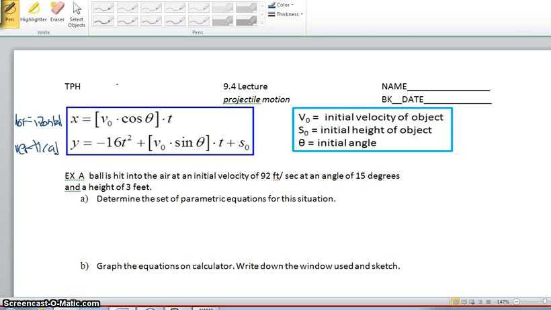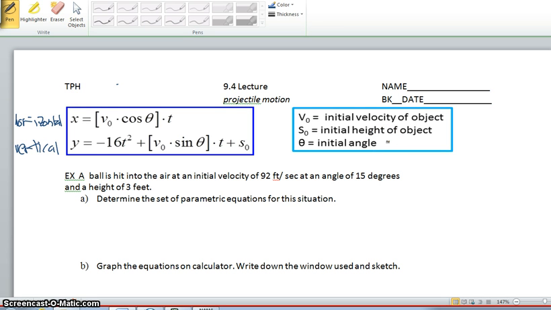the projectile goes. When we look at our equations for our horizontal distance, x is equal to v naught, which is the initial velocity of the object, times cosine of theta times t, or the time. Y is equal to negative 16 t squared plus v naught, which is the initial velocity of the object, times sine of theta, plus t times s naught, which is the initial height of the object. And theta is the initial angle that we start with.